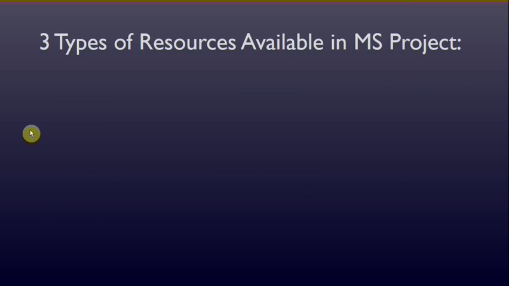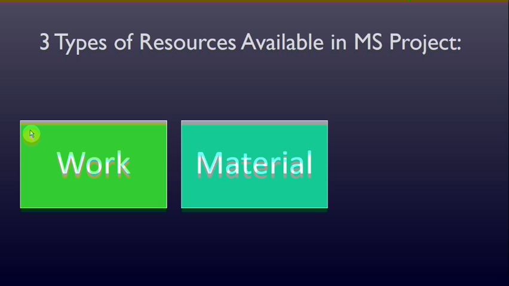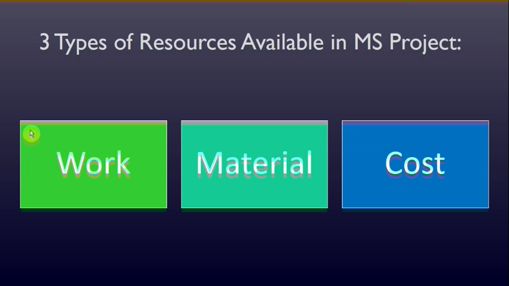So again, the 3 types of resources available in Microsoft Project are number 1, work resources, and that's people, equipment, robots. Material resources, stuff that gets used up. And cost resources, things that we just have to pay for.